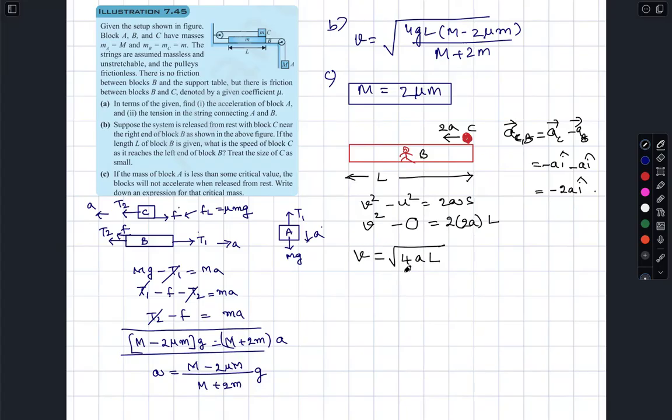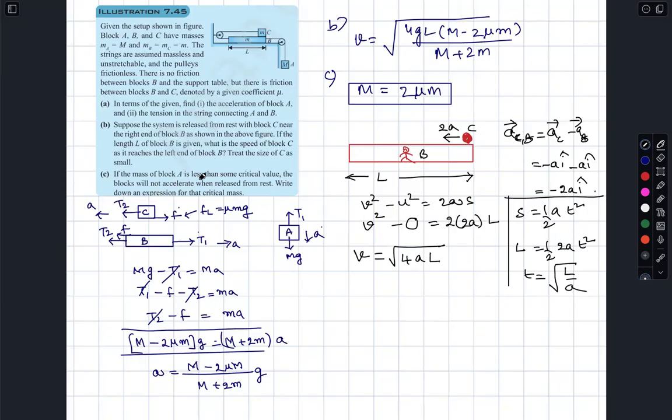Even I can give you time also, the time taken to reach. How? Simple. S is equal to half A T square. Relative acceleration is 2A, so L is half 2A T square. So the time taken is nothing but root L by A. So I have given you time and I have given you the velocity after reaching that point. Any doubts? Now, what is the third?